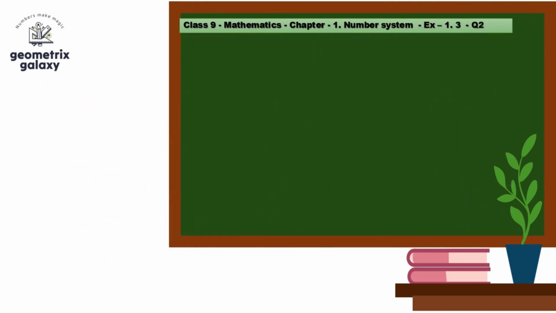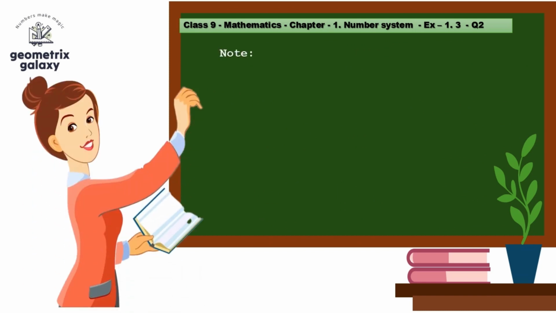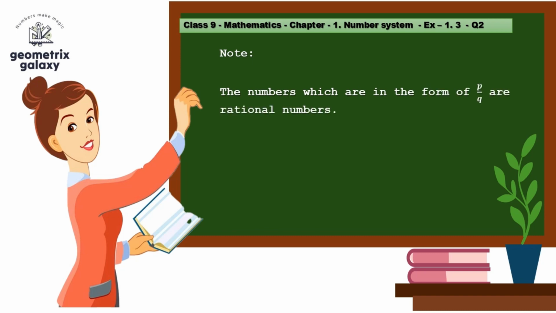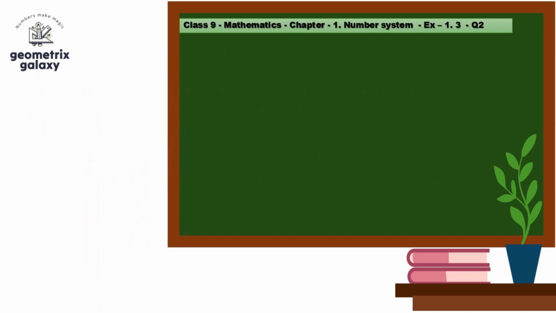Now check the answers you got in question 1. It is either terminating or non-terminating repeating decimals. Why? Because all the questions are in the form of p by q. Okay? So the numbers which are in the form of p by q are rational numbers. So the decimal expansion of rational numbers is either terminating or non-terminating repeating.